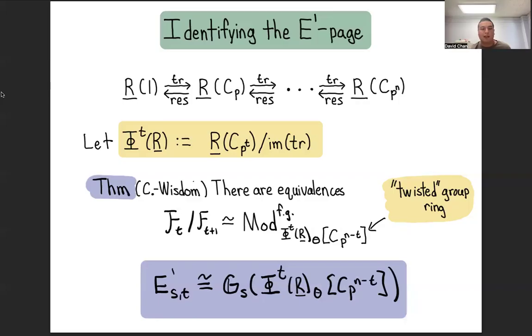So let's write down some examples of Φ^t of R and get a sense of what this looks like. Just really quickly, when t is zero, there's nothing interesting going on, because you're looking at the R of one level, and there are no transfers which come in, so you're just evaluating at R of one and then taking the twisted group ring. So you already know what's going on there.